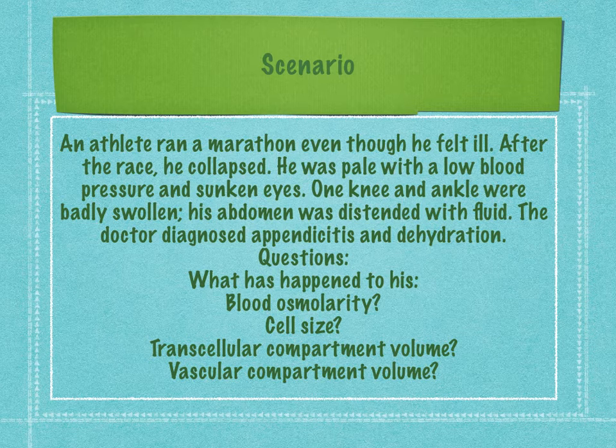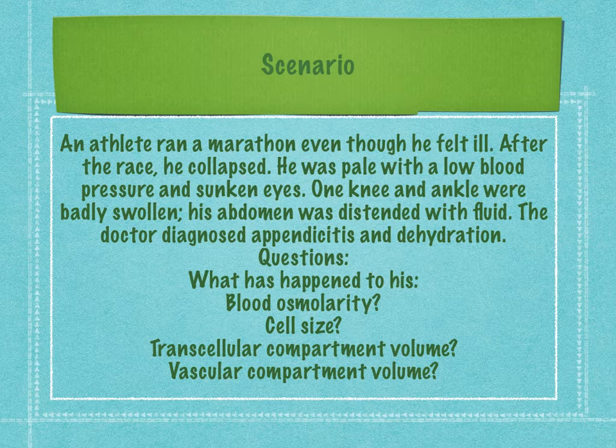Well, the transcellular compartment volume has increased. Again, the abdomen is swollen, so are the knees and the ankles. We call this third spacing, since the primary area of fluids in the extracellular space is plasma and interstitial areas.